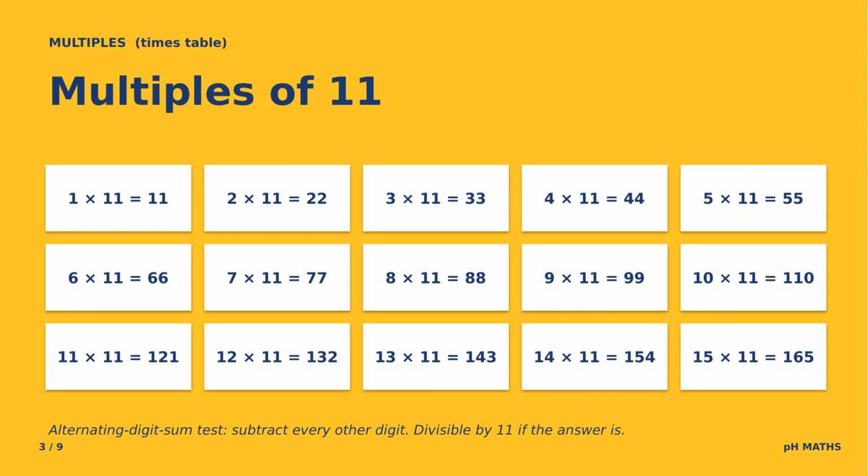Multiples of 11: 11, 22, 33, 44, 55, 66, 77, 88, 99, 110. Notice the pattern. Every two-digit multiple of 11 is just a repeating digit. The divisibility test for 11 is the alternating sum trick. Take a number, alternate adding and subtracting its digits from left to right, and if the answer is 0 or a multiple of 11, the original number is divisible. Try 2915. 2 minus 9 plus 1 minus 5 equals minus 11. Divisible.